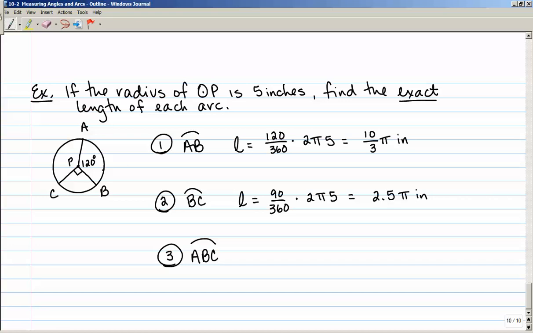And arc ABC, so that's the major arc that starts here at A, goes through B, and stops at C. So the length of that arc is going to be, that adds up to 210 degrees out of 360 times my circumference, 2 pi r. In my calculator, I do 210 divided by 360 times 2 times 5. Math, enter, enter. I get 35 over 6, tack a pi on the end, and inches.